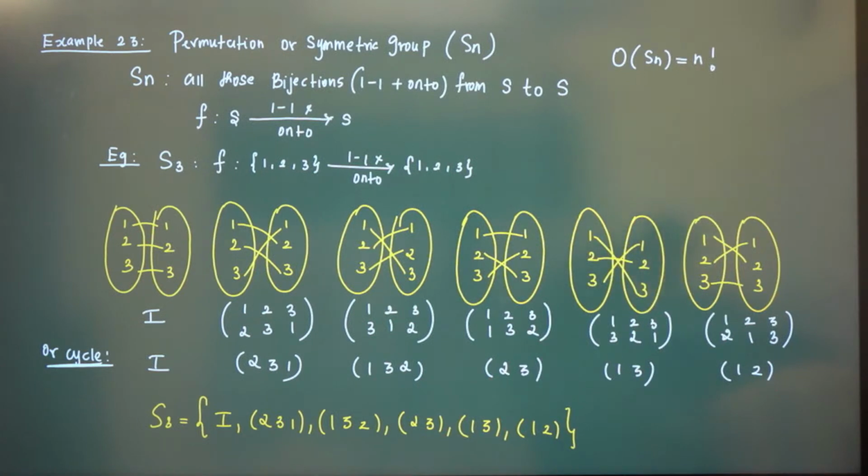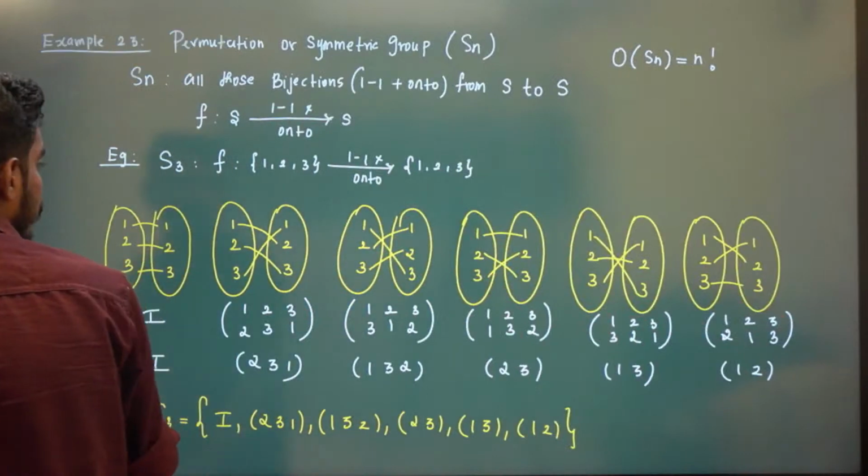Similarly, you can do it for S4 also. S4 consists of all those one-to-one and onto mappings from a set of 4 elements to a set of 4 elements. You can take any 4 elements. If you take 1, 2, 3, 4, you just find all one-to-one onto mappings from 1, 2, 3, 4 to 1, 2, 3, 4. You will have 24 elements because the order of Sn is n factorial. So you will have 4 factorial elements, right? So the example is S4.